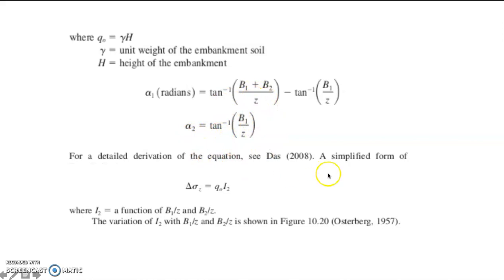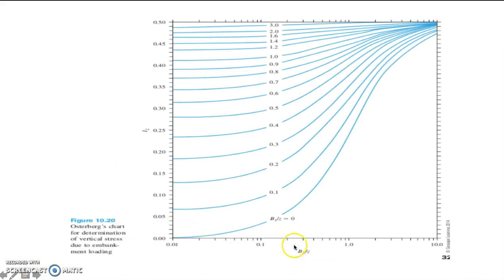We can simplify our stress due to embankment loading by this equation, q sub o times I sub 2, wherein q sub o is this one. Our I sub 2 is a function of b1 over z and b2 over z. So we just need to get the value of b1 all over z and b2 all over z so that we can get the value of I sub 2 in figure 10.20. Whatever is the value of b1 over z, draw a line upward until it intersects the value of b2 over z. Then we draw a horizontal line so that we can get the value for I sub 2.